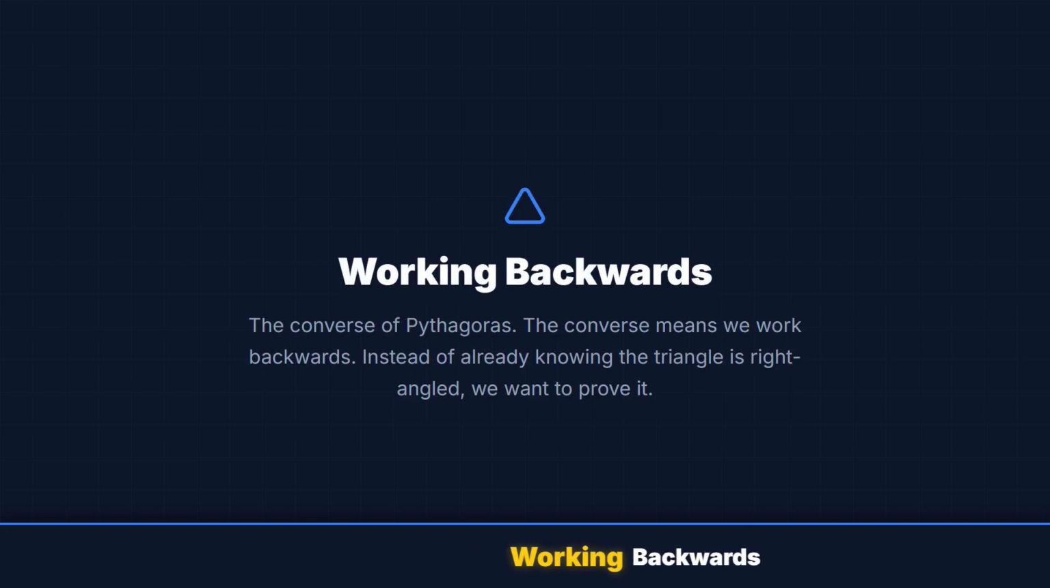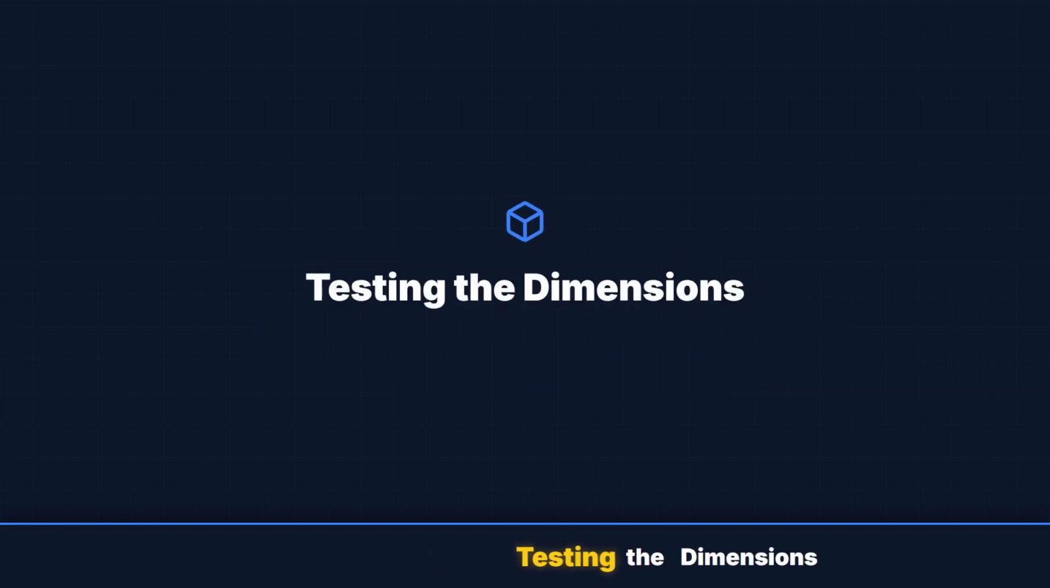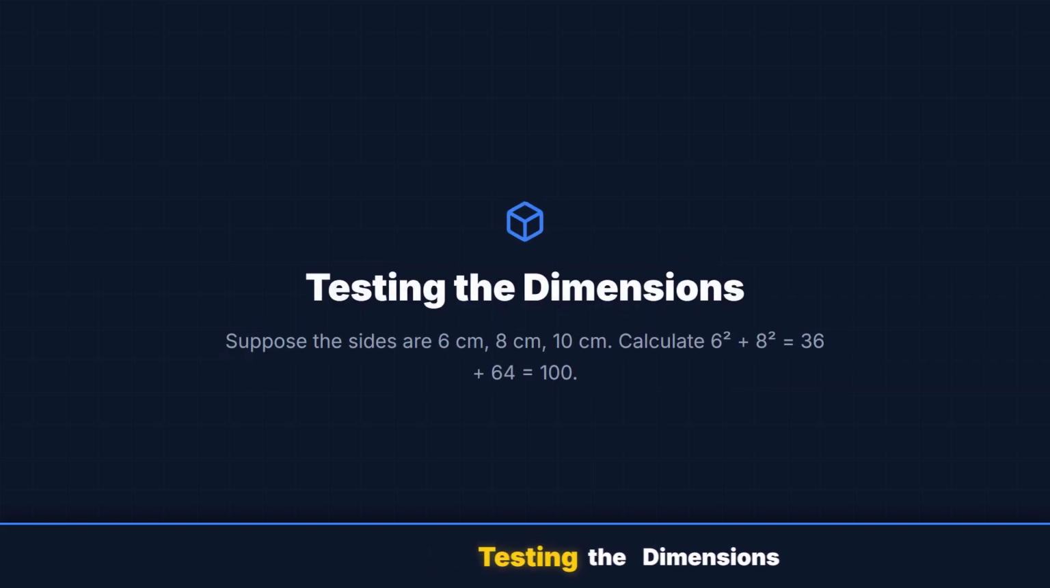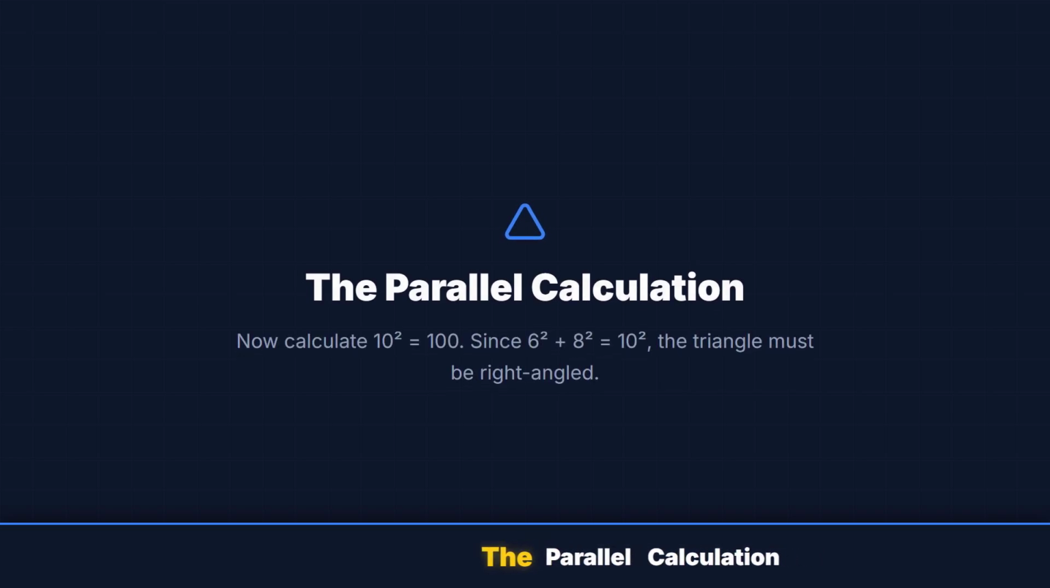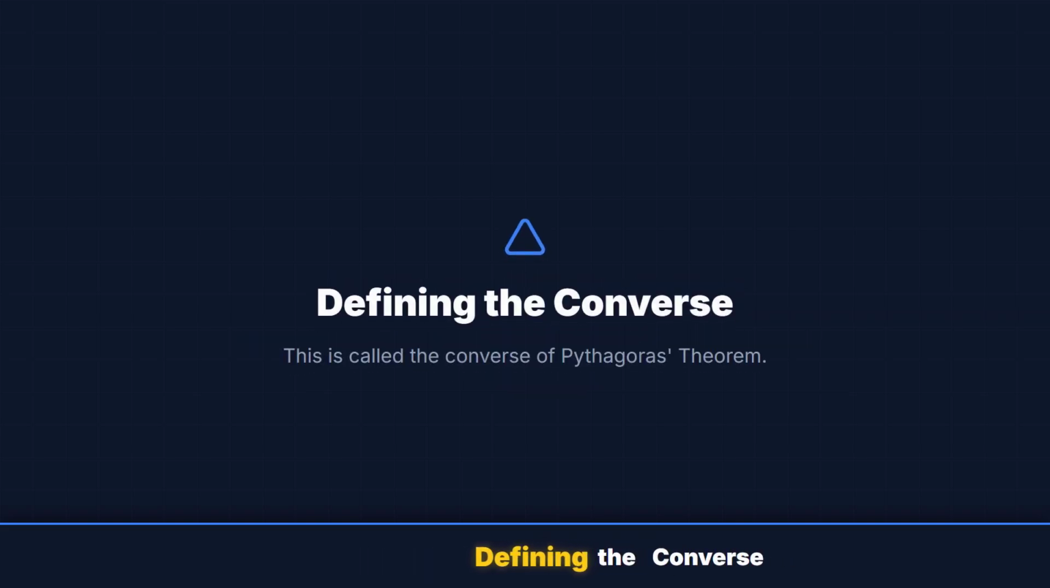The converse of Pythagoras. The converse means we work backwards. Instead of already knowing the triangle is right-angled, we want to prove it. Suppose the sides are 6 centimeters, 8 centimeters, 10 centimeters. Calculate 6² + 8² equals 36 plus 64 is equal to 100. Now calculate 10² equals 100. Since 6² + 8² equals 10², the triangle must be right-angled. This is called the converse of Pythagoras theorem.